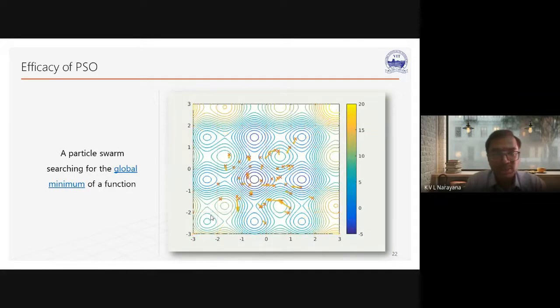So this is just the working of PSO, you can see. Initially all the particles are at random positions. So there is a target at the center. After changing its velocity, all are converging at one place. So this is a global minimum of a function.